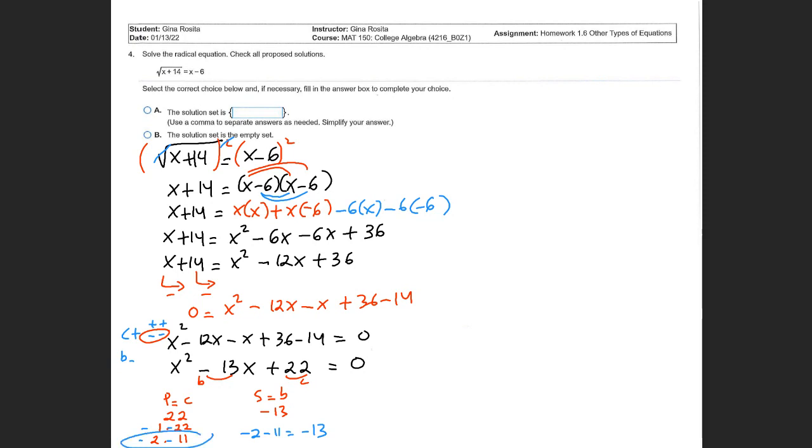Okay, so now we're going up because there is no space. So now the answer becomes x minus 2 times x minus 11 equals 0. So we solve now. x minus 2 equals 0 or x minus 11 equals 0. So x equals 2 or x equals 11. Remember, we have to check because there is a square root.